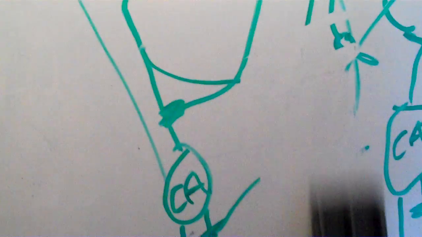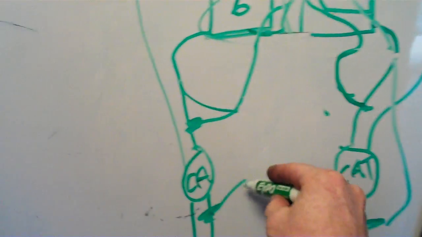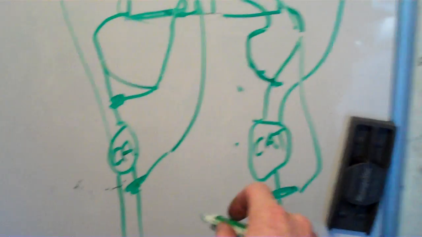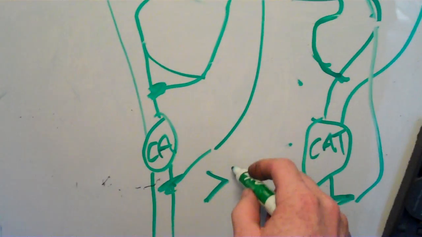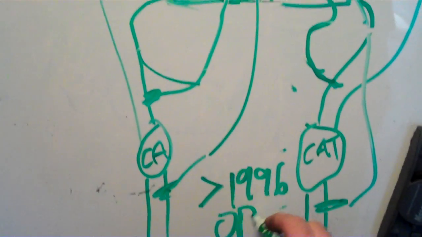So for simplicity, I'm going to get rid of Mr. Meow here in the middle, and we're going to deal with just the standard kind of thing. Now, these two sensors at the bottom that are after the cat are babysitter sensors. And you only find this on years greater than 1996 when we went to OBD2.